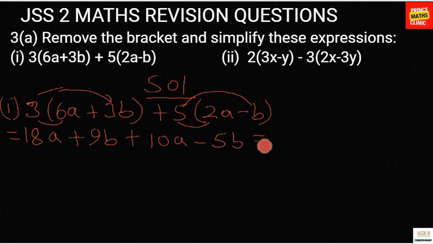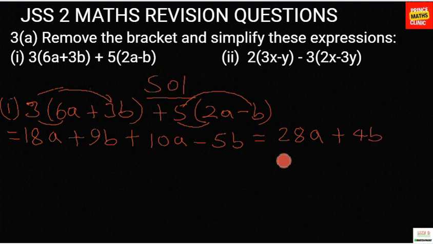So at this point, collect like terms. 18 and 10 both have a in common, and you have positive 10, so you add them together. So this gives us 28a. Then 9b and 5b, right? They have b in common, and the sign here is minus. So 9b minus 5b is positive 4b. Good.